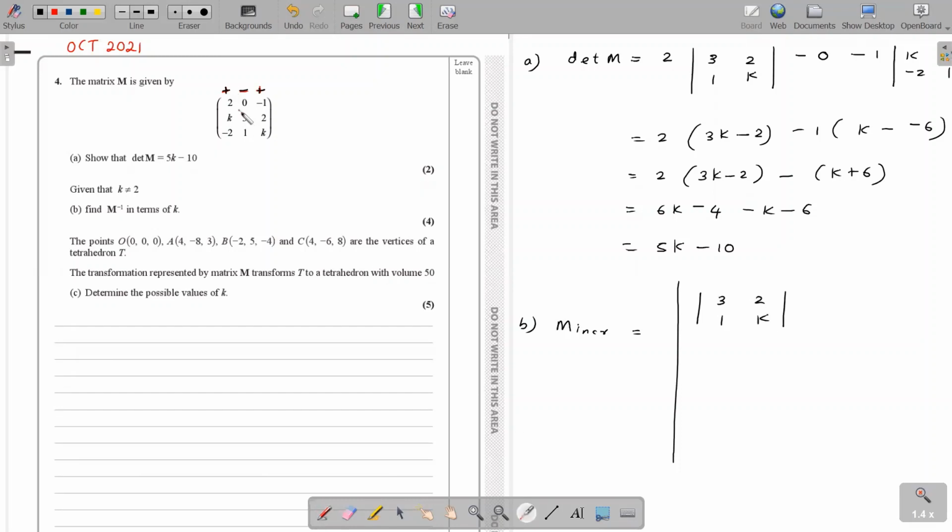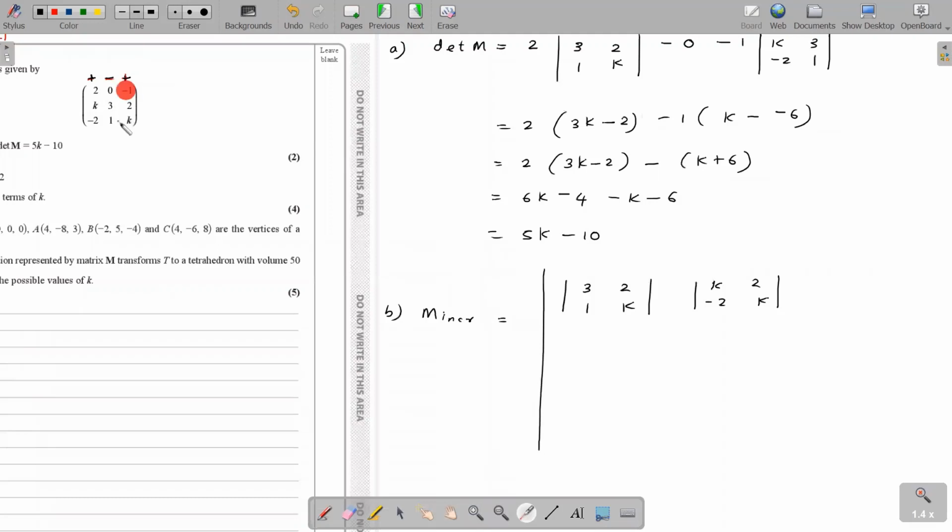The next element, you remove the row and column with the 0 here. So you get k minus 2, 2k. The next one, remove the row and column with minus 1, you get k minus 2, 3, 1. The next one, remove the row and column with k, you get 0, 1, minus 1, k. The next one, remove the row and column with 3, you get 2, minus 2, minus 1, k. Are you with me?